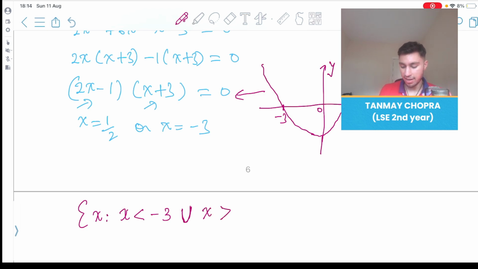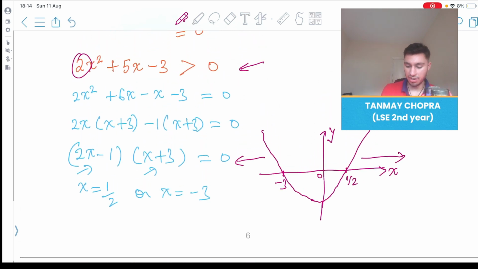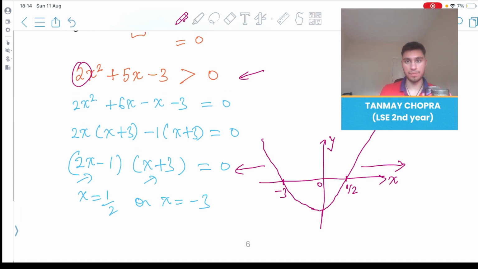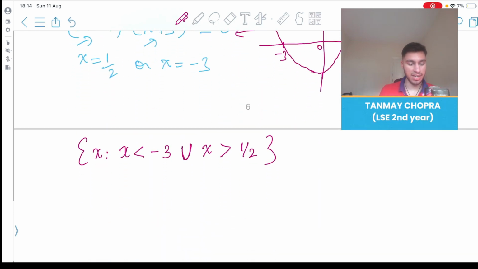X is greater than a half. So this is how I write this. And hopefully that's clear. I needed x in either direction. This is where the inequality is greater than 0, or is it on the right of 1/2, right? So that's what quadratic inequality is.